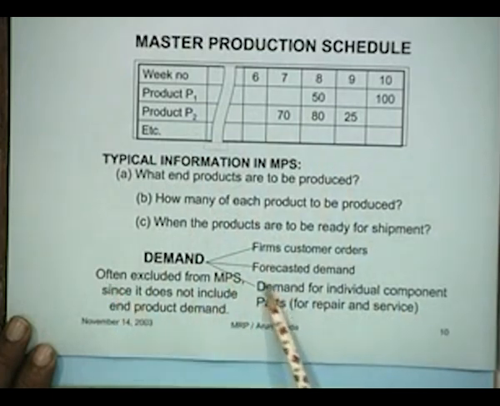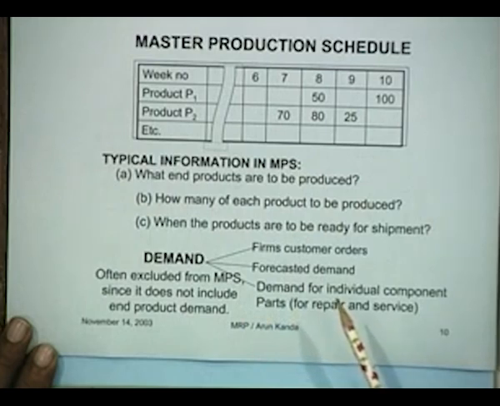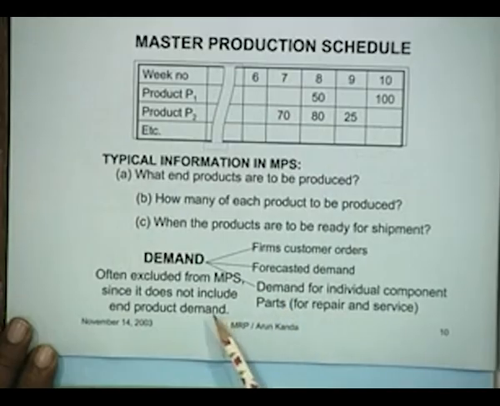So this particular thing, demand for individual components and parts, is often excluded from the master production schedule, since it does not include end product demand. That's the reason, right? Because this is like a demand for only wipers, or demand for only additional silencers, or demand for only windscreens, broken windscreens which you are replacing. Now this is generally excluded because it does not emanate from the end product, it is an additional thing.